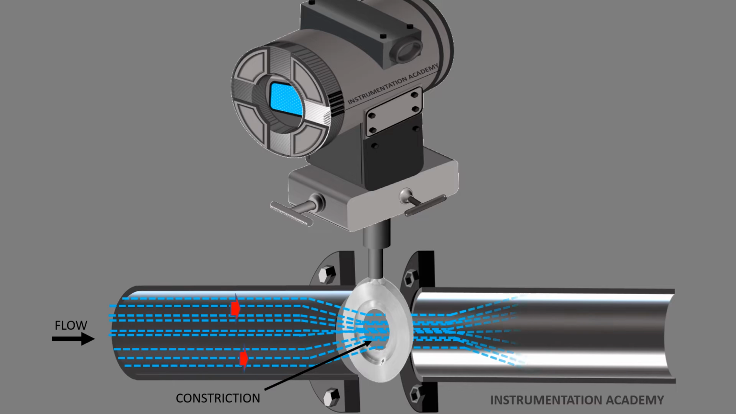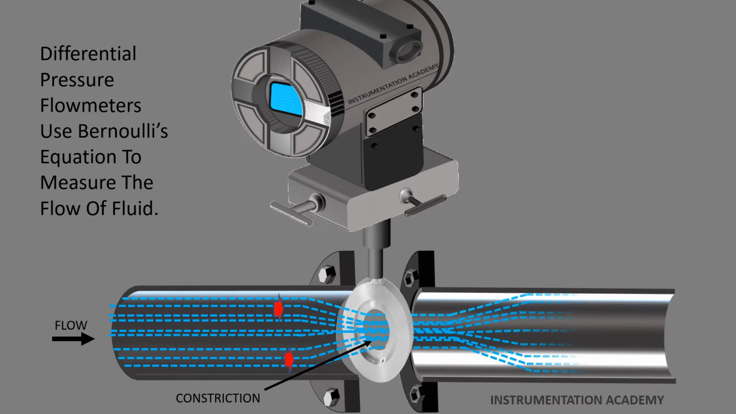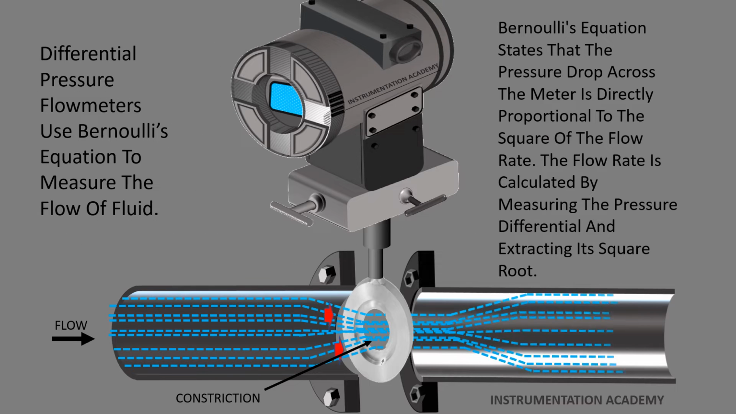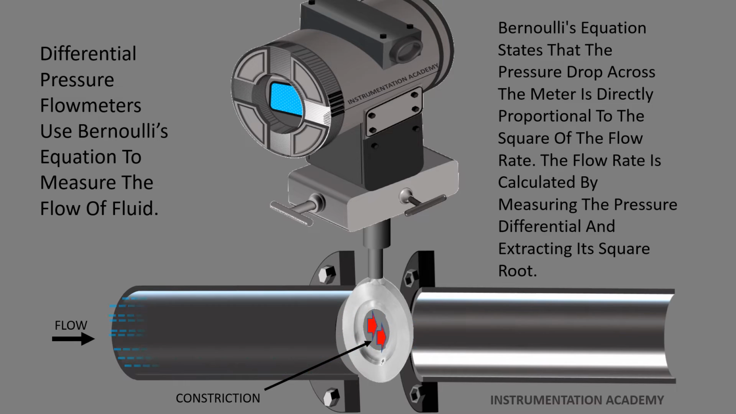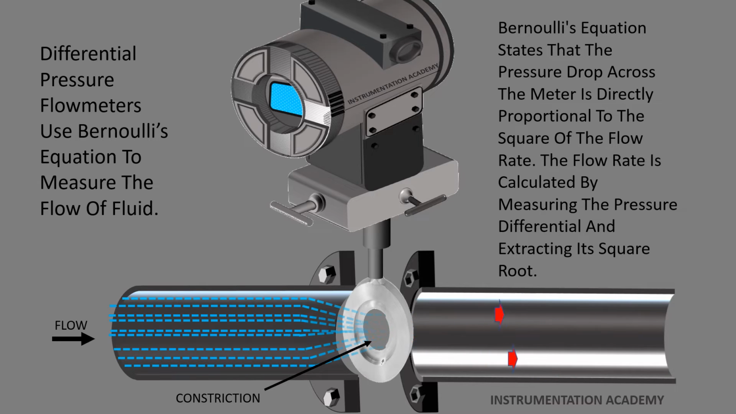The basic working principle of differential pressure flow meters is based upon Bernoulli's equation, which states that the pressure drop across the meter is directly proportional to the square of the flow rate. The flow rate is calculated by measuring the pressure differential and extracting its square root.